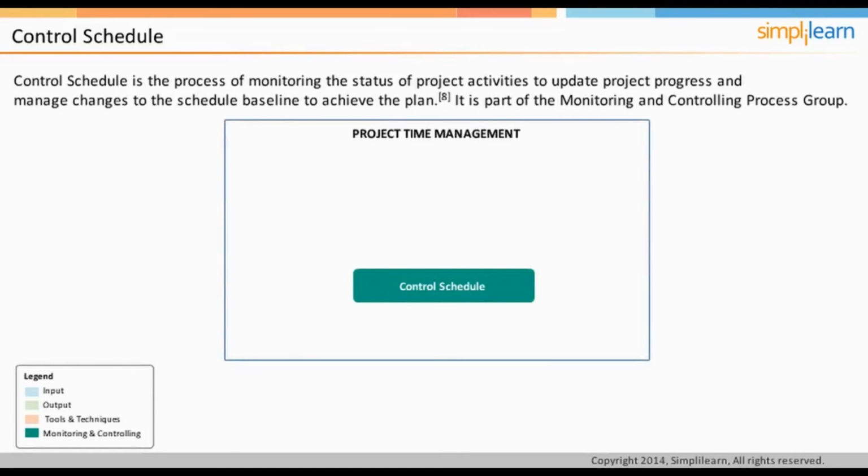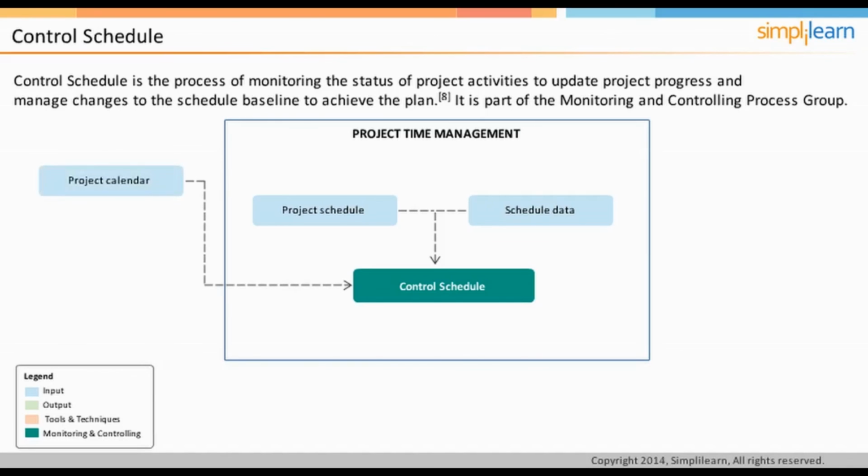Control schedule is concerned with determining the status of the project schedule, determining that the project schedule has changed, and managing the actual changes as they occur. The project schedule is an important input to this process. It is the actual schedule that needs to be controlled. Schedule data contains information related to the schedule that may need to be monitored in order to take actions to bring the project back on schedule. Project calendar describes the working hours and days for the project. Work performance data has information like which activities have started, their progress, and which activities have finished.